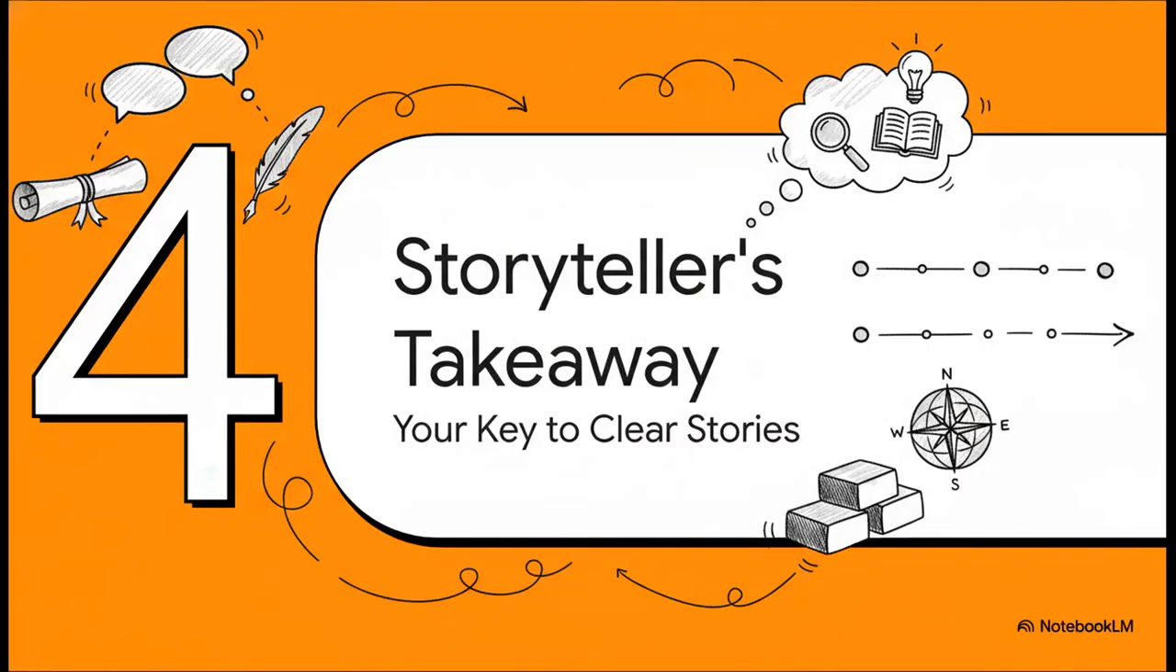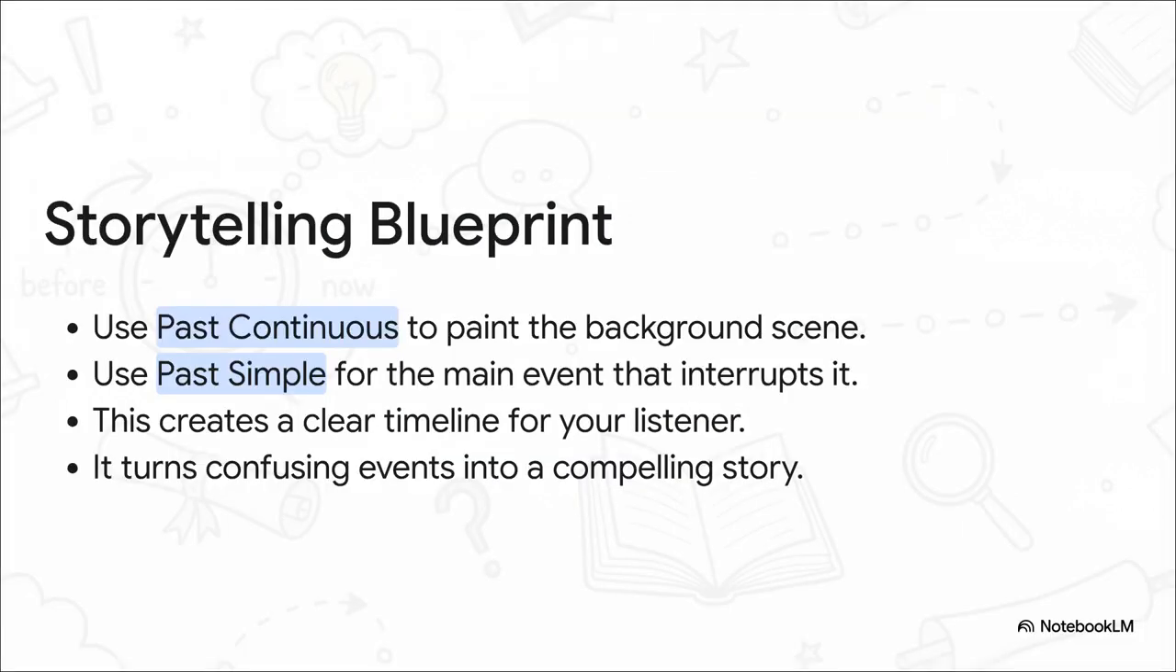Simple. So let's bring this all home. What's the big takeaway here? Why does this matter so much? Whether you're writing up an official incident report or just telling your friend what happened to you over the weekend. Here it is. This is your storytelling blueprint. First, paint the background scene with the past continuous. Then, bam, you introduce the main interrupting event with the past simple. This simple structure builds a clear timeline, and it turns what could be a confusing mess of events into a story that actually makes sense.